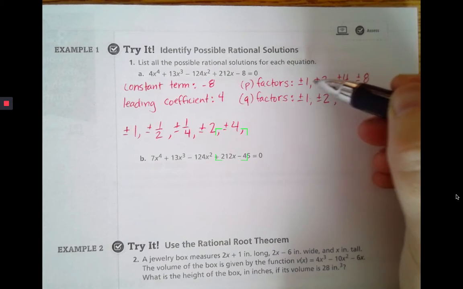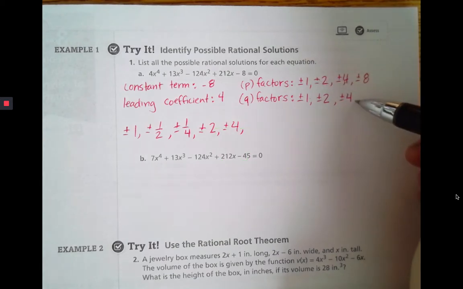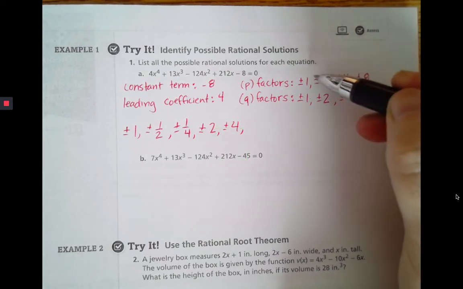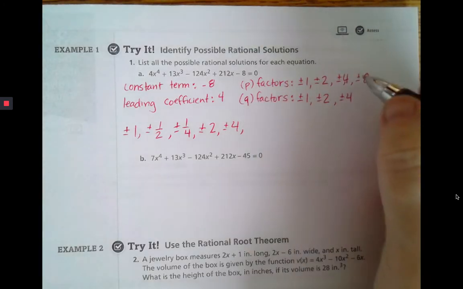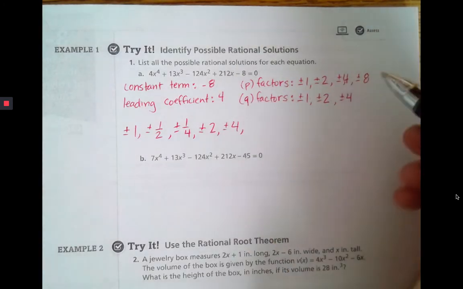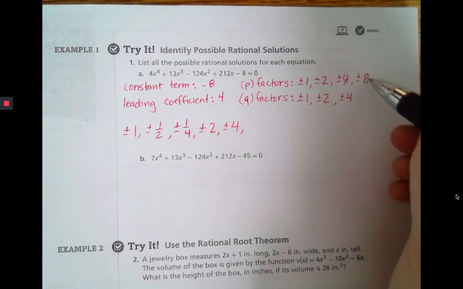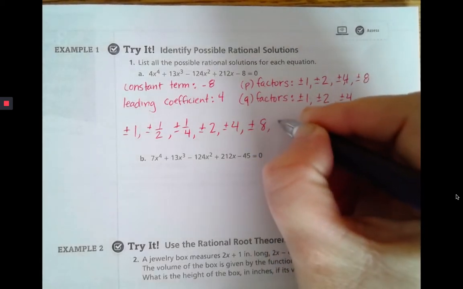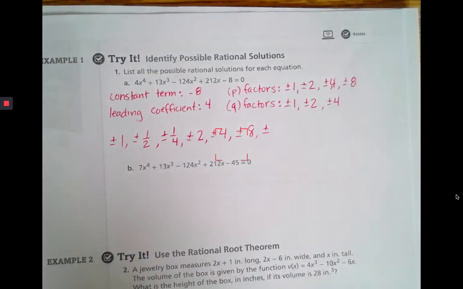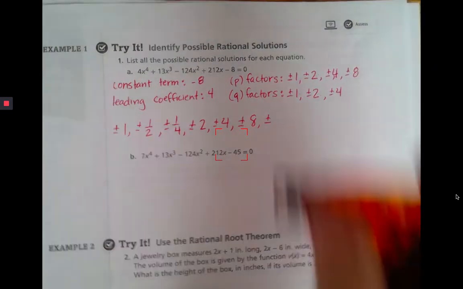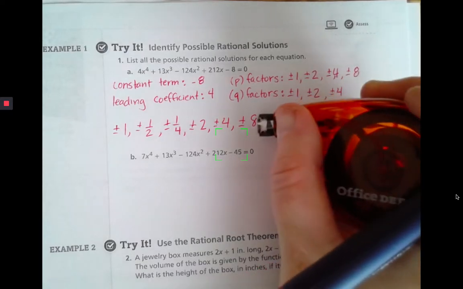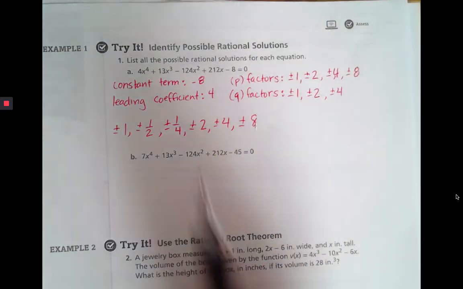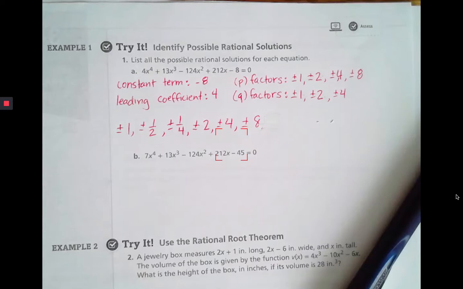Now we've got 4 over 1, which is 4. We already got that. 4 over 2 is 2, and 8 over 2 is 4. Now we've got 8 over 1, which simplifies to 8. 8 over 2 simplifies to 4. We've already got that. And 8 over 4 simplifies to 2. So this right here would be my list of possible solutions to my equation.